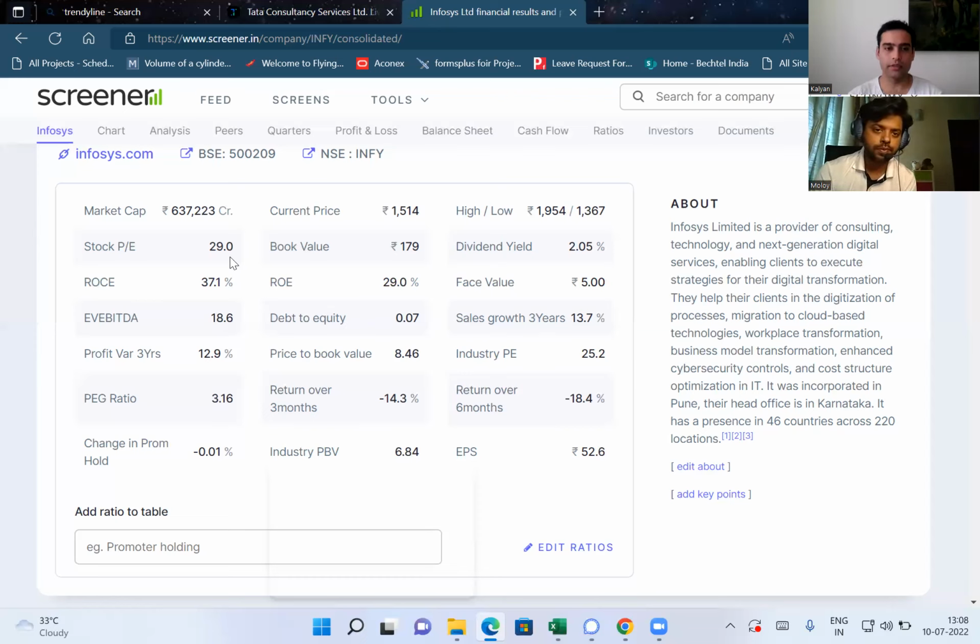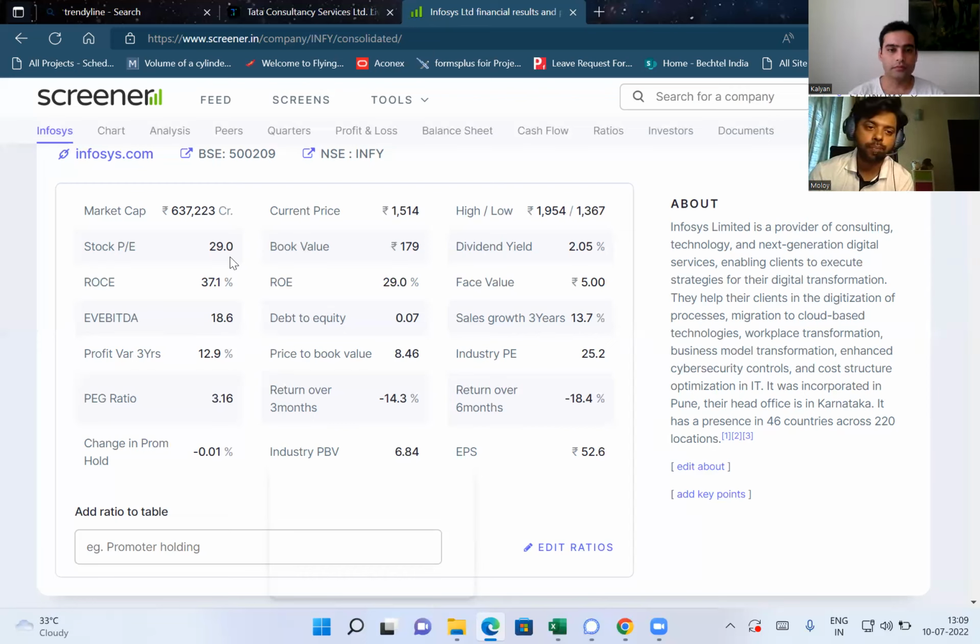So then we basically have the top line and the bottom line. The top line would be the revenue, the absolute sales number which you have, and the bottom line would be after all deductions, EBITDA and everything, whatever is the net profit number. So that is the bottom line of a balance sheet. The bottom line is the actual net profit which the company reports.